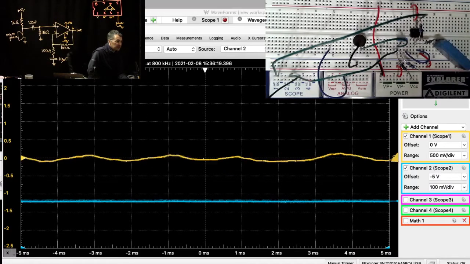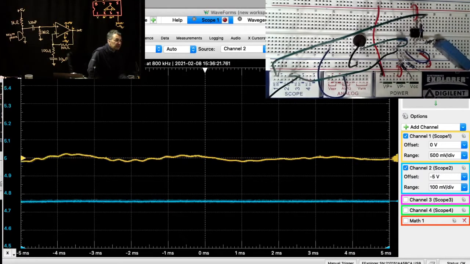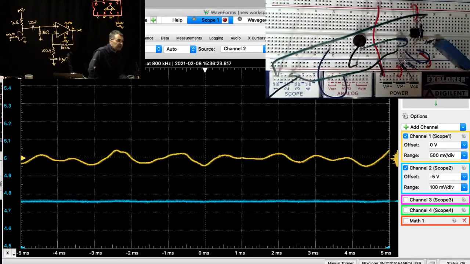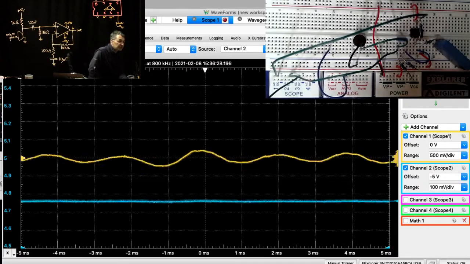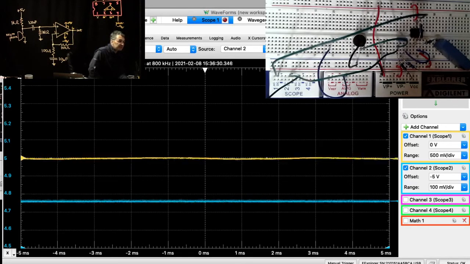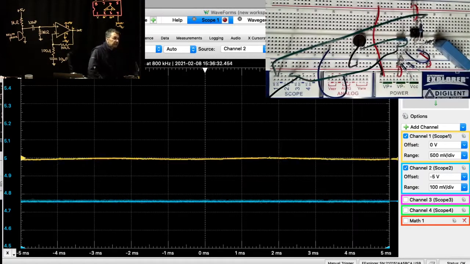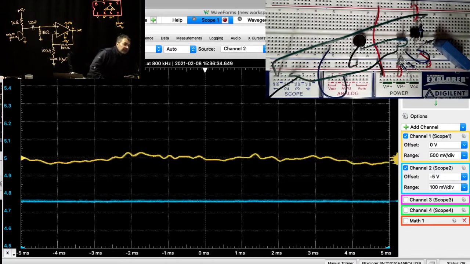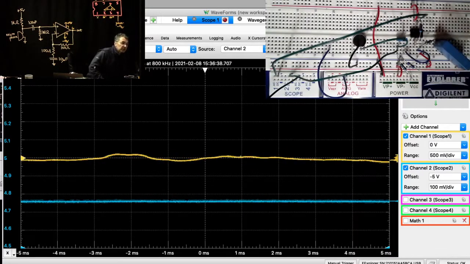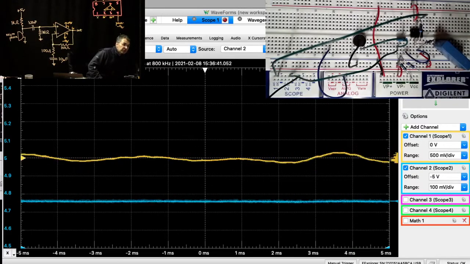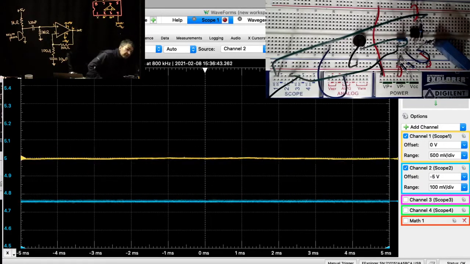Now if I go over to look at channel 2, you can see I have a 5 volt offset, so the blue curve at the microphone is sitting at about 4.75 volts. I also have it blown up, at 100 millivolts per division. So if I make a pretty loud noise, you'll just barely see it on the blue trace.